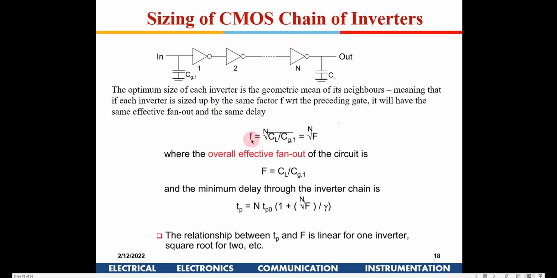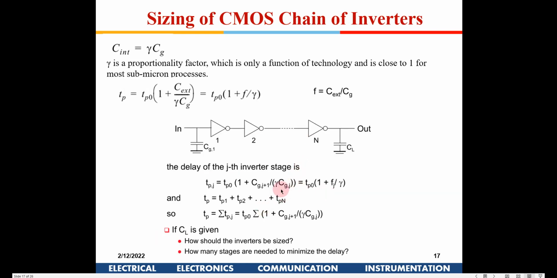But actually over here, I think we have not considered the C_L between stage 1 and 2 and the subsequent stage. No, we have considered that. If you see here, C_g,j+1 divided by C_g, and this f is kept constant everywhere. So basically we have assumed that the input capacitance of each of these stages is similar.